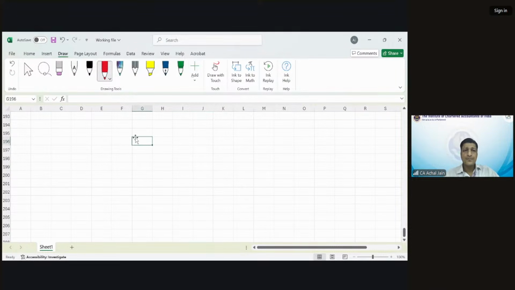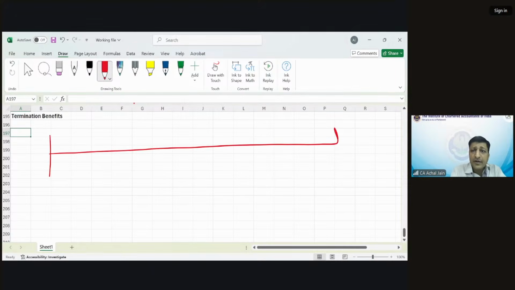So now we'll move on to the other benefits. The third one is termination benefit. Now, what is termination benefit? Let's try to understand. Termination benefit means any benefit which is payable to the employee at the time of termination before the normal retirement date.